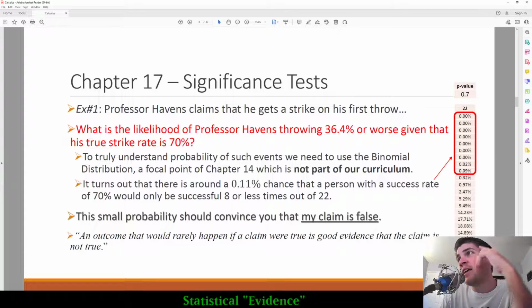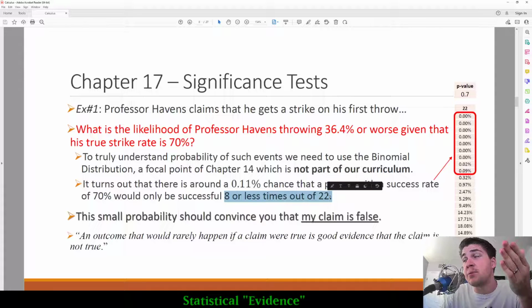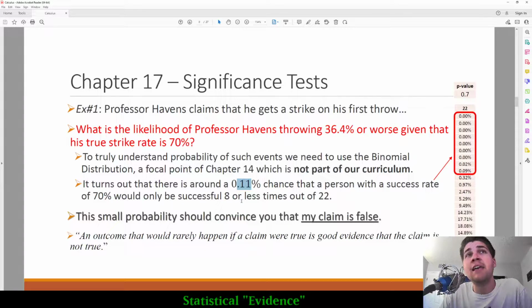Similarly, let's say Professor Havens could have bowled fewer strikes. He could have been worse. He could have thrown 7 out of 22, 6 out of 22, 5, and so on. If we add up all of those probabilities, it comes out to a total of about 0.1% that I would throw either 8 or fewer strikes. So essentially, the math shows that the probability of me bowling this badly, if I actually have a 70% strike rate, is less than 1%. It's actually 0.1%. Basically, one time out of 1,000 would I bowl that badly if the claim was true.